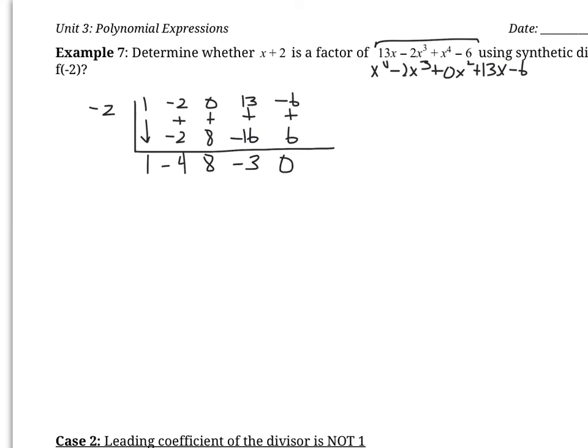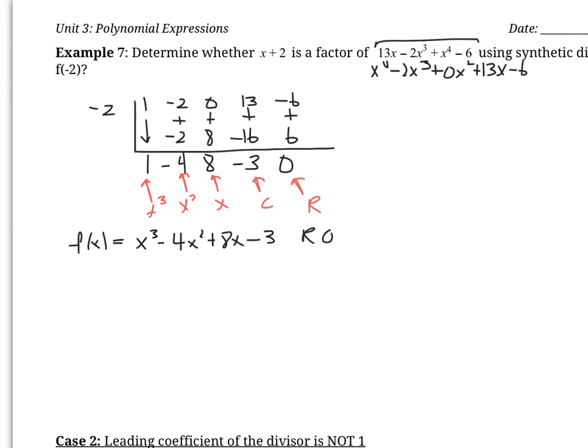So there's our remainder. Working backwards, this must be our constant. Here is our x term. Here is our x squared. And here is our x to the power of 3. Which means that when we divide, we get the solution f of x equals 1x to the power of 3 minus 4x squared plus 8x minus 3 with a remainder of 0, which is the exact answer we got in example number 4. And because its remainder is 0, we know that it is a factor.